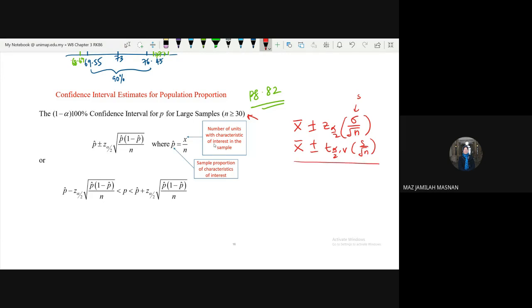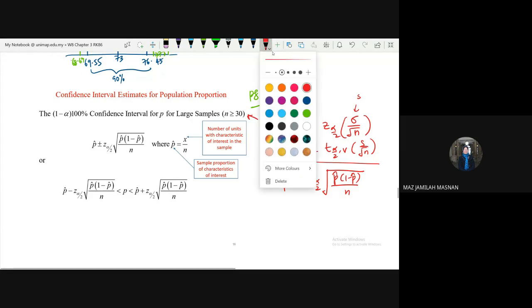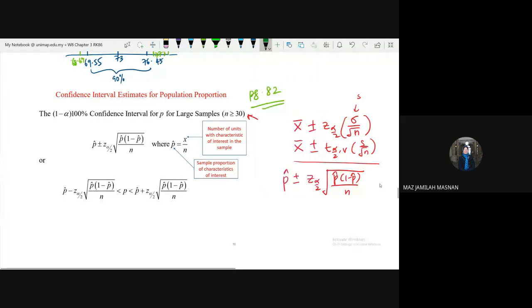But for proportion, you will always be using p hat plus minus z alpha over 2 square root p hat 1 minus p hat divided by n. In this case, we will always use the critical value z alpha over 2 because it is a large sample. Because we are dealing with large samples, most of the time we are going to use the critical value obtained from the standard normal.